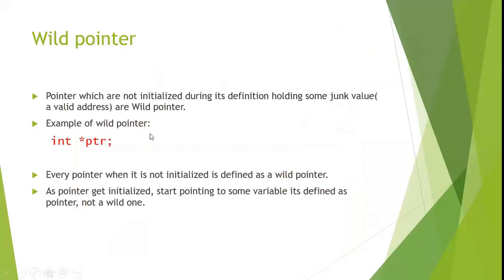So what is a wild pointer? Pointers which are not initialized during the definition are called wild pointers, and they always hold some junk value. An example of a wild pointer is int *ptr. Every pointer that is not initialized is a wild pointer. Once a pointer gets initialized and starts pointing to a variable, it is not a wild pointer.